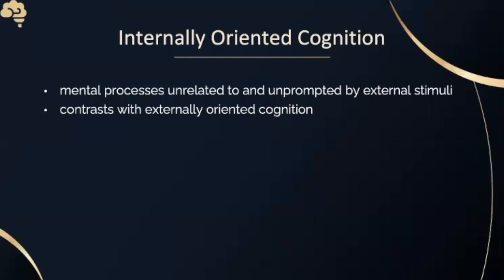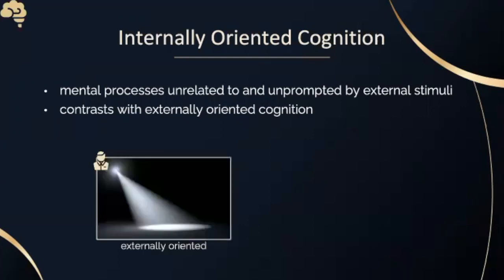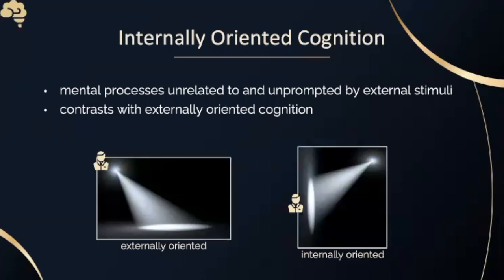One classic example of this distinction between externally and internally oriented processes lies in selective attention. For example, during externally oriented cognition, this would correspond to putting the spotlight of attention onto something in the external environment. In contrast, if we turn that spotlight inwards towards our own thoughts that are unrelated to the external environment, that would classify as internally oriented cognition.